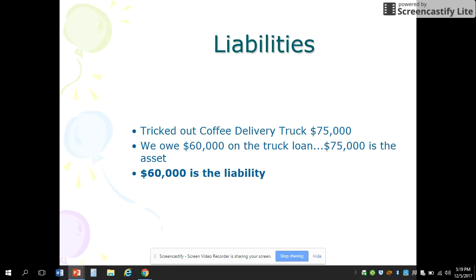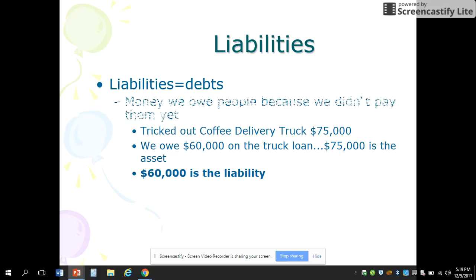Next up, we have liabilities. So again, back to that tricked out coffee truck situation. The tricked out coffee delivery truck is worth $75,000. We owe $60,000 on that loan. So again, $75,000 is the asset. $60,000 is the liability. A liability is what we owe. Assets are what we own. Liabilities are what we owe. Again, liabilities equal debt. Money we owe people because we didn't pay them yet. We will have to in the future. By law, you have to pay your liabilities, but we haven't paid them yet. We will in the future. We are liable to pay our bills.